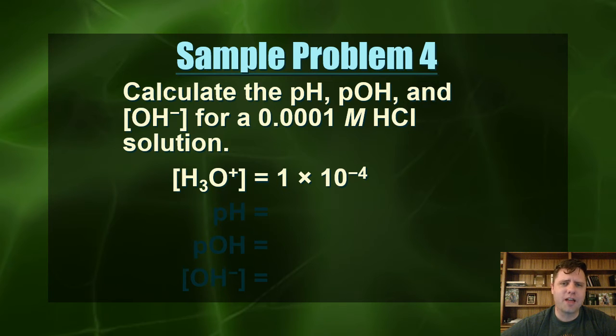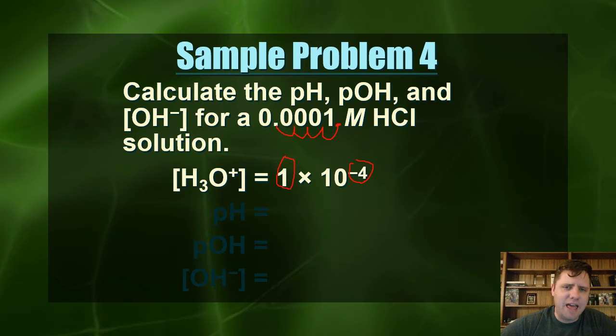Okay, sample problem 4. Calculate the pH, pOH, and hydroxide concentration for a 0.0001 molar HCl solution. So the first thing to note is we just have to convert this into scientific notation. So what we do is we take the decimal point and we count the number of times that we move to the right. So we go 1, 2, 3, 4. Since we've moved it 4 times to the right, we can rewrite this as 1 times 10 to the negative 4, because we moved to the right 4 times.